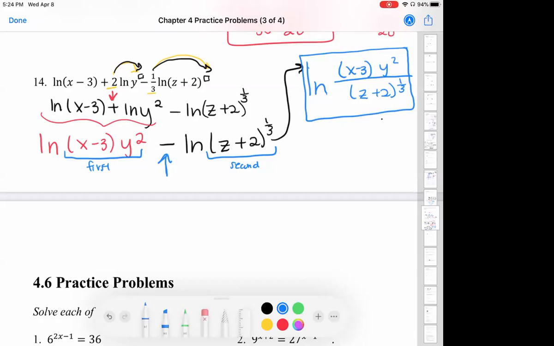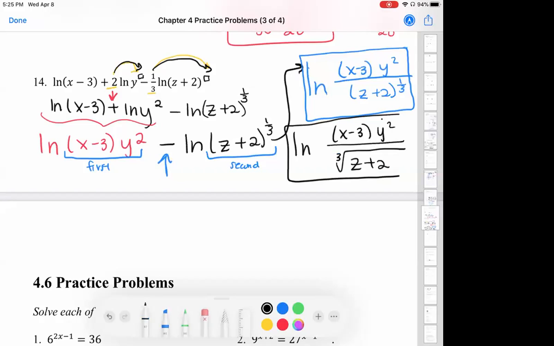Okay. Question, yeah. Would it be better to keep the exponent as 1/3, or could you do the cube root at the bottom? Yeah, you can do that too. Okay. ln of x minus 3 y squared over the cube root of z plus 2. That works as well. Yeah. Thank you. Good addition.